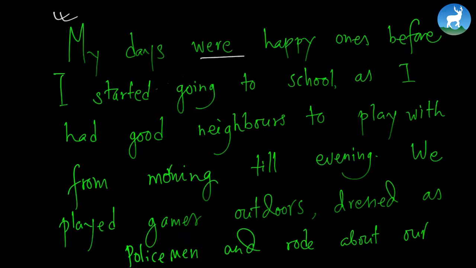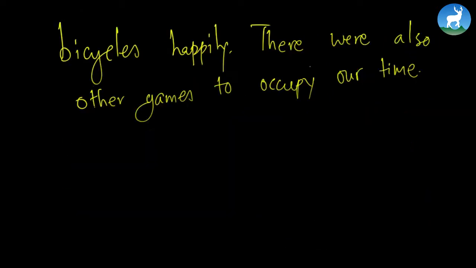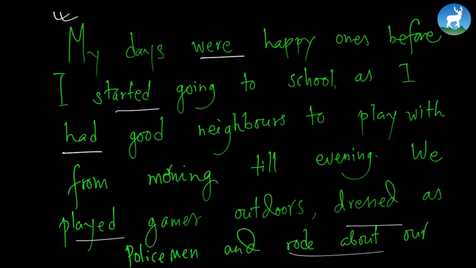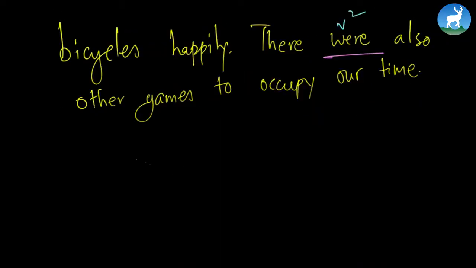My days were happy ones before I started going to school, as I had a good neighbor to play with. From morning till evening, we played games outdoors, dressed as policemen, and rode about our bicycles happily. There were also other games to occupy our time. So if you go back and analyze the structures, you will find a lot of simple past tense. So this paragraph also contains many examples of past simple tense.